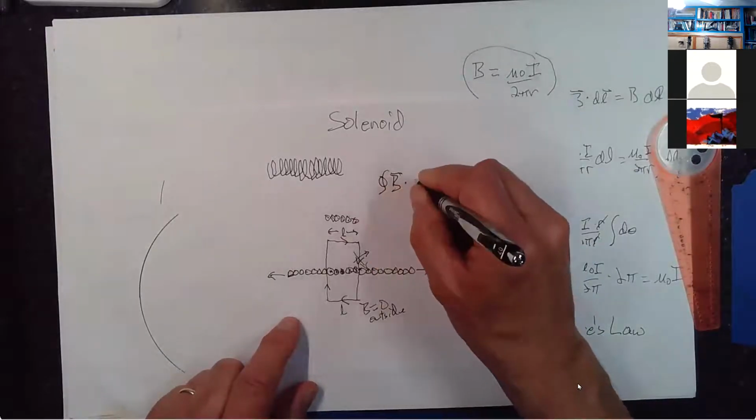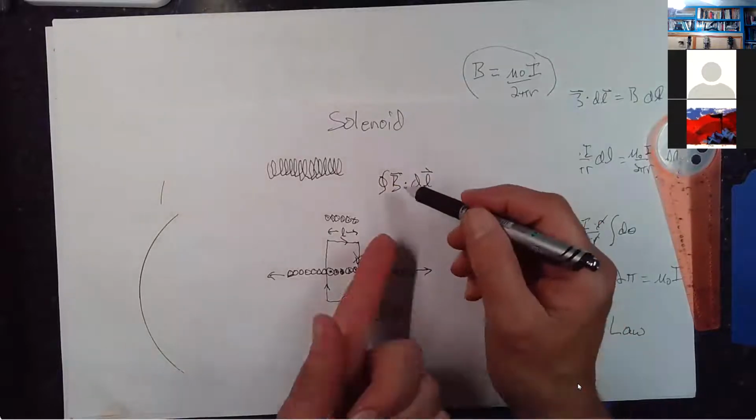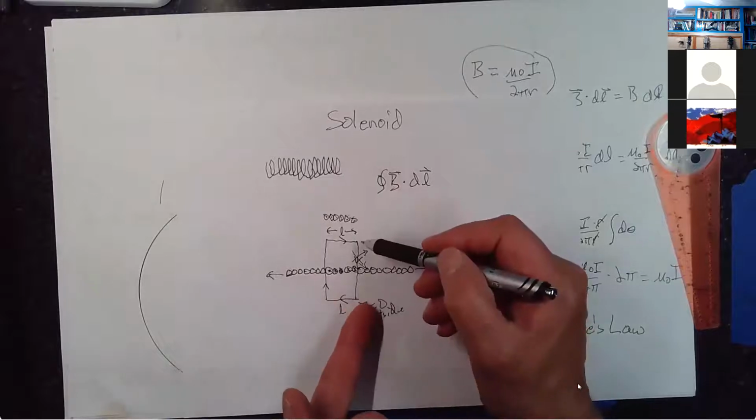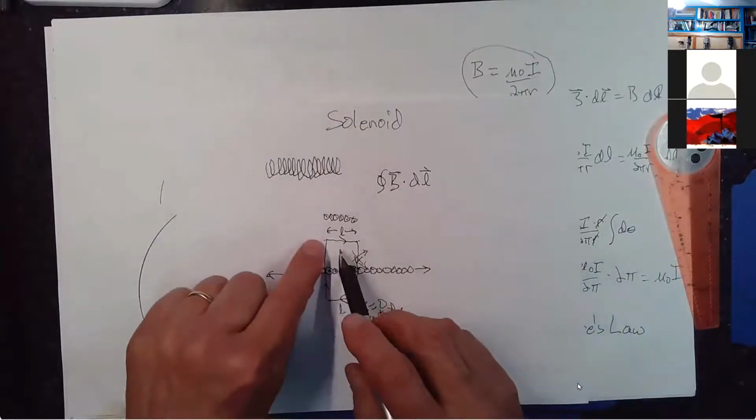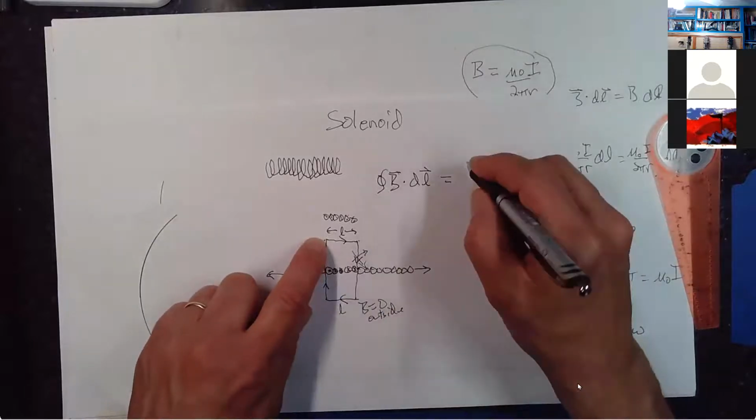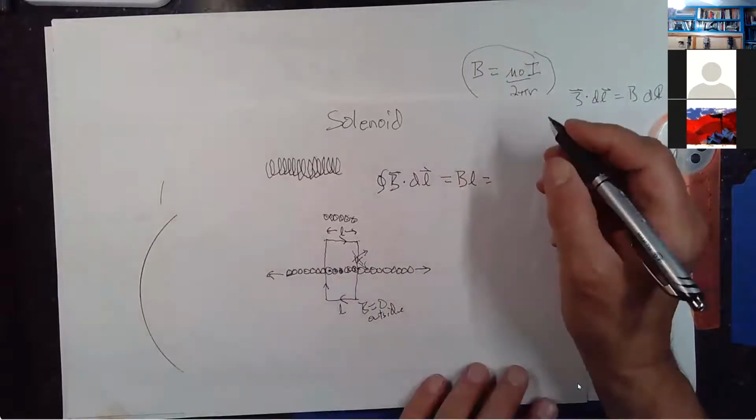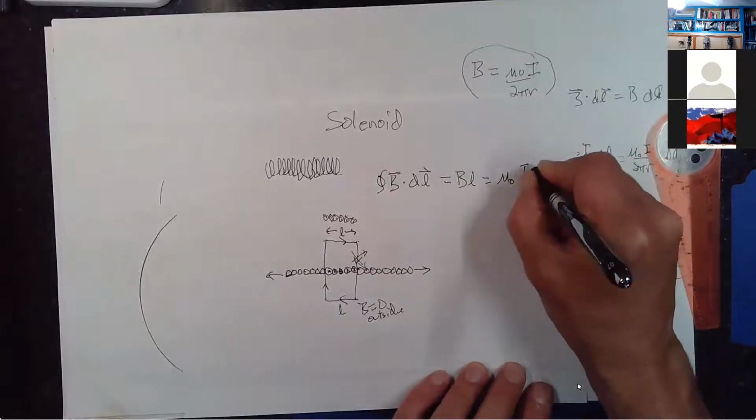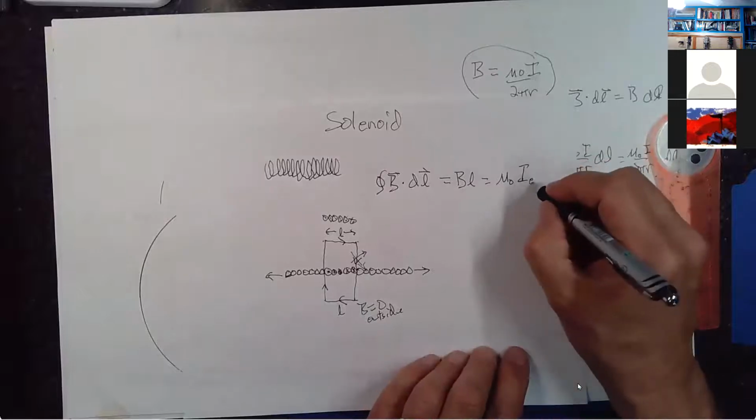B dot dl for this Amperian loop, we'd have to split it up into 4 integrals, but it's going to be 0 for this part, 0 for this part, and 0 for this part. The only part that contributes is just this little length here. And so this will end up being BL. Now that's supposed to equal mu naught I enclosed by this thing.